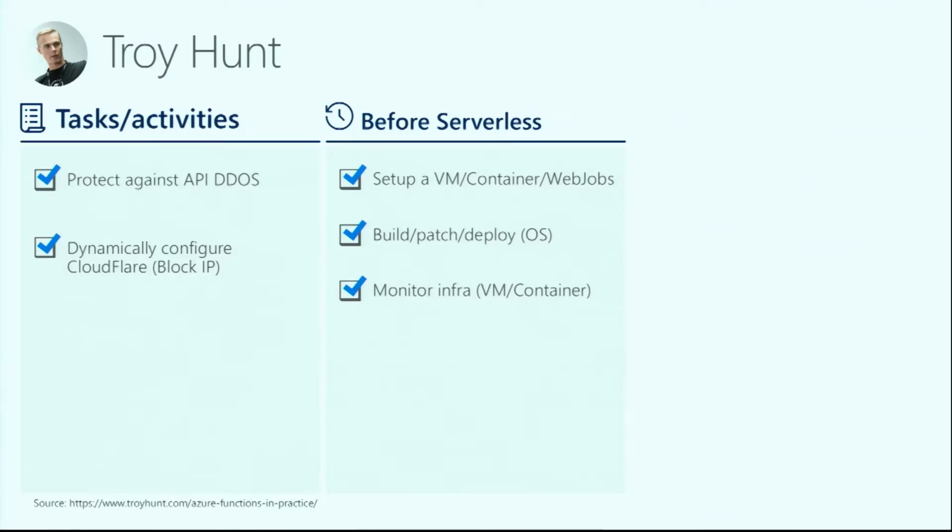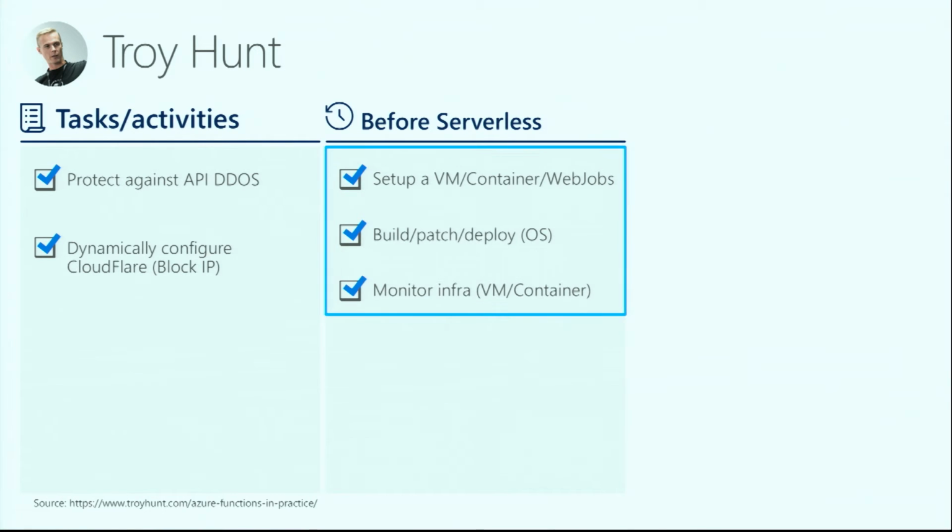The next thing I want to show you is, hey, he did the work, this is good, it works for Troy now. Before serverless, if you wanted to achieve that, what would you have to do? You'd have to set up something: a VM, a container, a web job, which is a concept of Azure App Service. You need to create that, run that, deploy it. If you're running a VM or container, you actually need to build, deploy, manage, and patch the OS. You need to monitor the infrastructure.